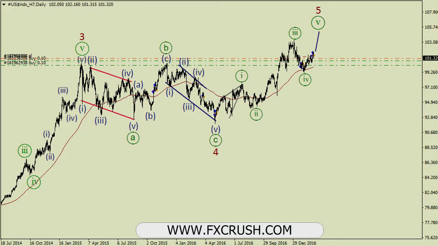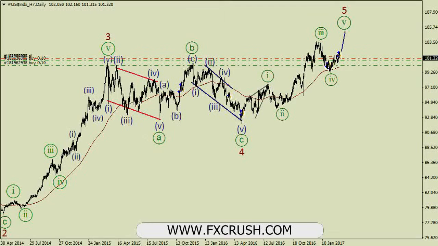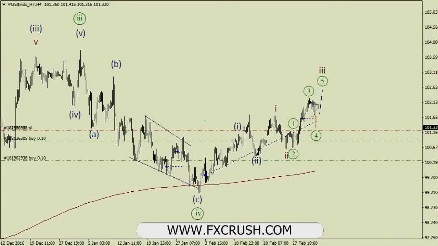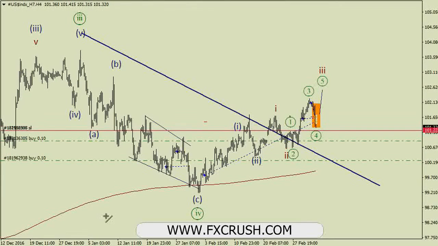So let's start today with dollar index where we've got this. The main wave count is still on the table, but last Friday we've got this, which is so unusual for waves 4. So there's a critical level, here it's the high of this wave 1, and when it breaks, this wave count is going to a trash bin.